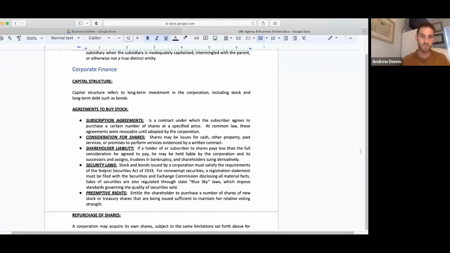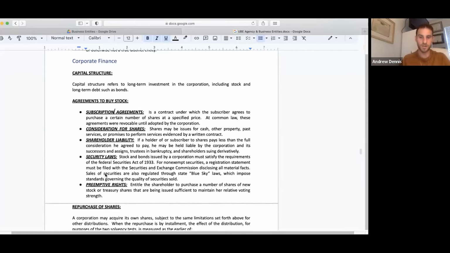Okay. Preemptive rights entail that the shareholder may purchase a number of shares of new stock or treasury shares that are being issued sufficient to maintain a relative voting strength. Preemptive rights, I would consider anti-dilution rights. So let's say Matt owns 10%. Let's say I'm a great guy and all my top tutors get 10% of Ibis Prep when we go public. So I issue 100 shares of Ibis Prep stock and Matt has 10 of them.